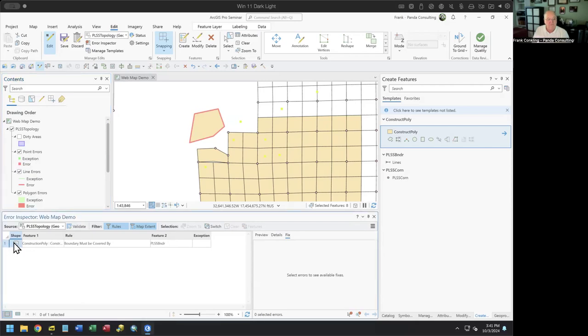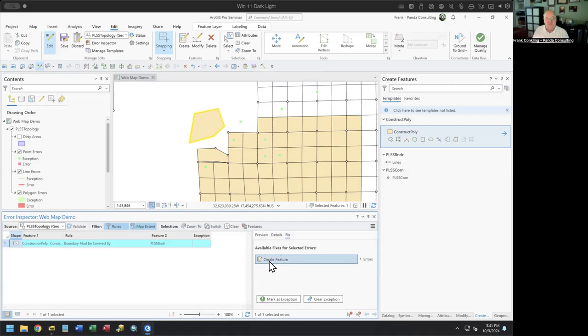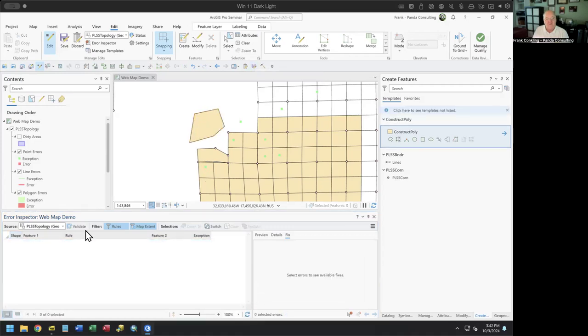So I have one more here. This one says that the points must be covered, or the polygon boundary must be covered by the line. And again, let's make sure that I go ahead and do this. And it says I can create that feature. I go and create it, and I can validate, and everything has now been validated with this.